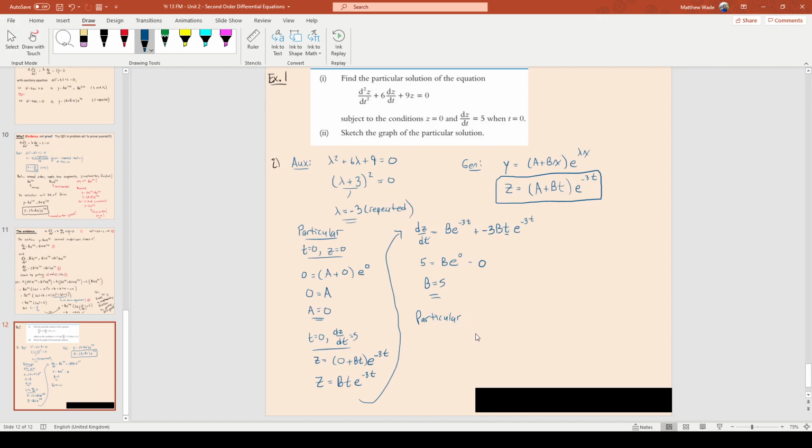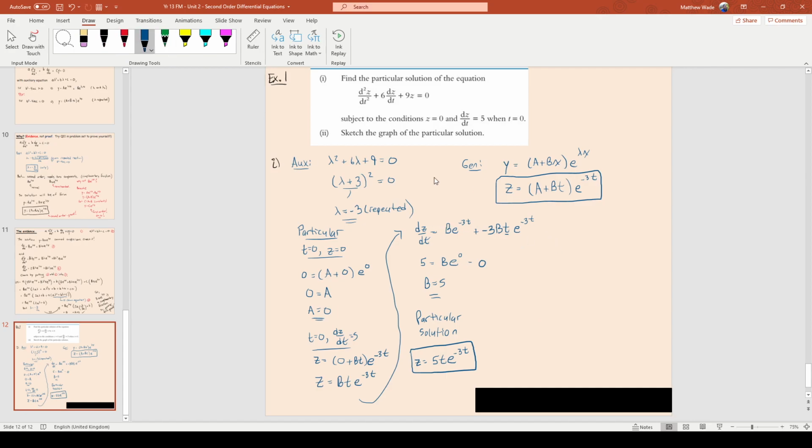To answer part I, our particular solution is just going to be z equals, A is nothing, so B was 5. It's going to be 5t e to the minus 3t. There you go. That is it. So that is our general solution, and yeah, I guess that's our general solution. I don't have anything else to say about that.